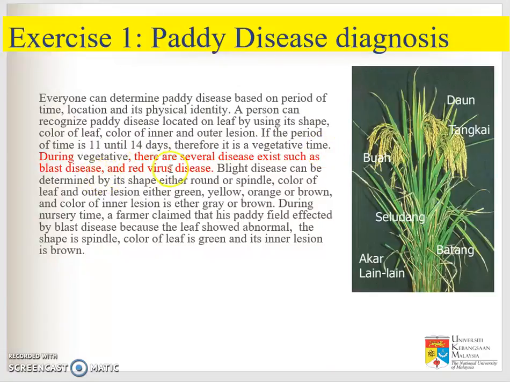During vegetative, there are several diseases that exist, such as blast disease and rat virus disease. Blight disease, this is blight. Blight disease can be determined by its shape, either round or spindle, color of leaf and outer lesion, either green, yellow, orange or brown, and color of inner lesion is either grey or brown. During nursery time, a farmer claimed that his paddy field was affected by the blight disease because the leaf showed abnormal. The shape is spindle, color of leaf is green, and its inner lesion is brown.